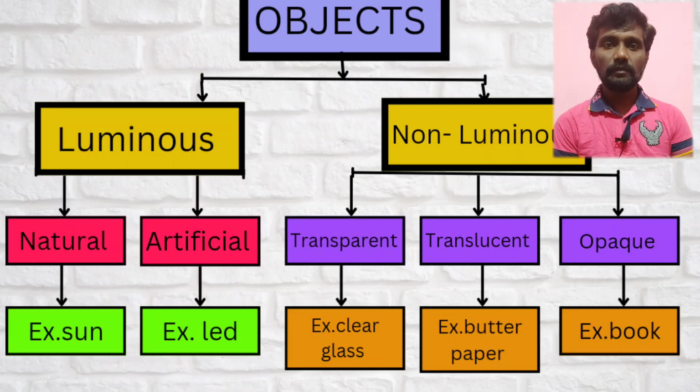Objects that are capable of giving out light by themselves are called sources of light or luminous objects. These objects can be divided into natural or artificial. The sun and the stars are natural luminous objects, and an LED bulb, a lighted candle and a torchlight are some examples of artificial luminous objects. Objects that do not emit light of their own are called non-luminous objects. For example, a book, a piece of stone, a log of wood are non-luminous objects.